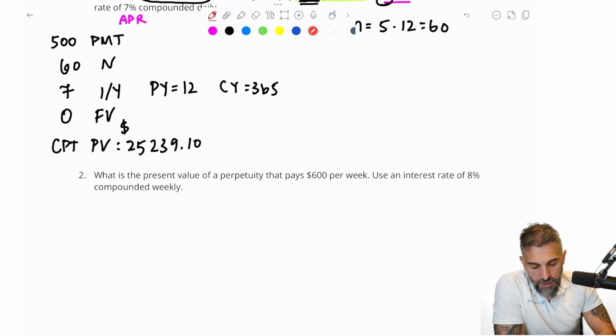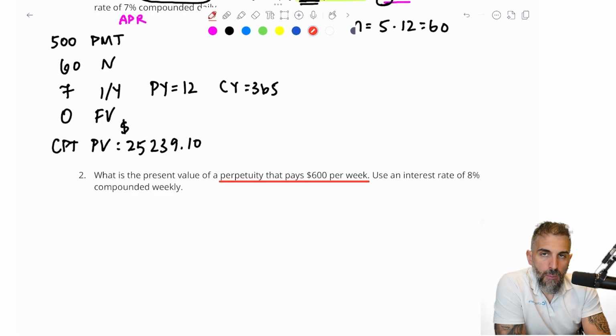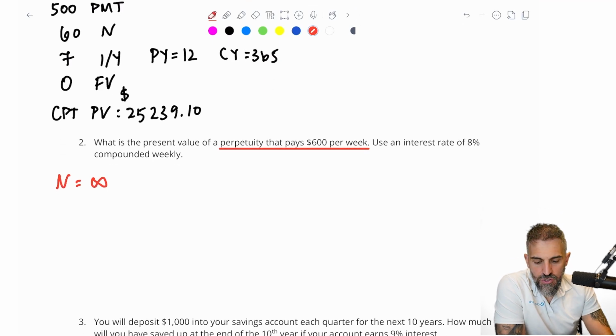Now for a perpetuity, technically you cannot do a perpetuity on the financial calculator because a perpetuity is an annuity that doesn't have an N, or the N is infinity. And so you have formulas instead. To find the present value of a perpetuity, you take the payment and you divide it by your effective rate.